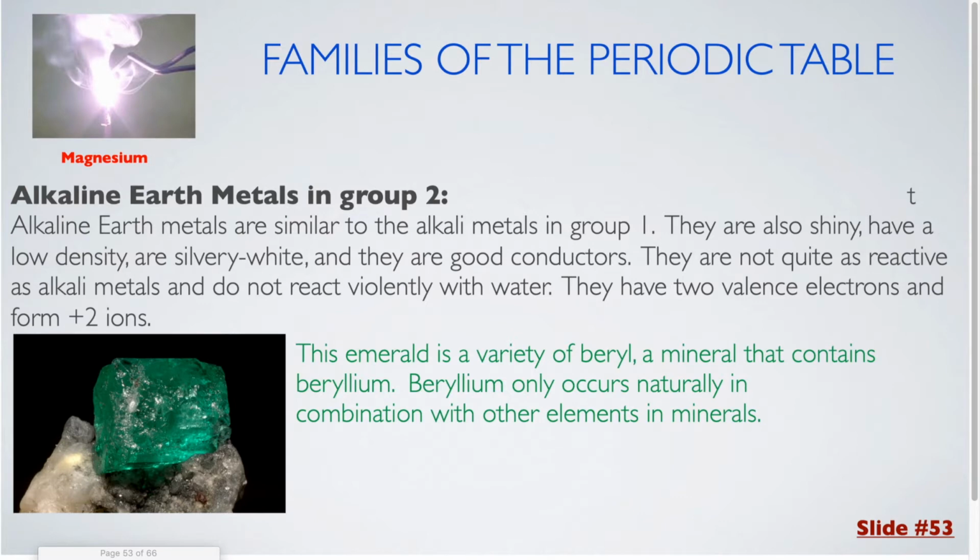In group 2, we have the alkaline earth metals. Alkaline earth metals are similar to the alkali metals in group 1, but they are definitely not as soft. They are shiny, they have a low density and they're silvery white, and they are good conductors. They are not quite as reactive as the alkali metals, and they do not react violently with water. They have 2 valence electrons and they form +2 ions.